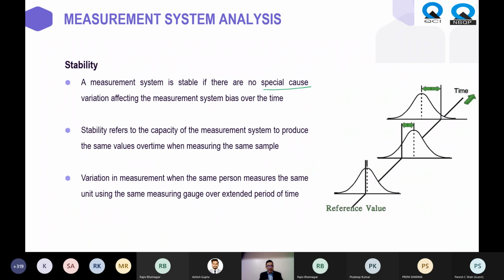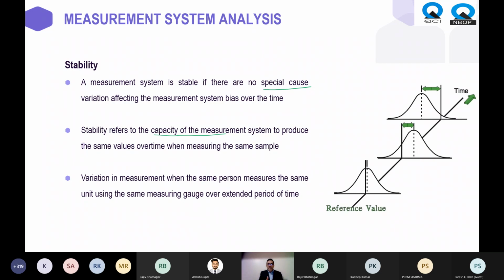The second element: stability refers to the capacity of a measurement system to produce the same value over time when measuring the same sample. As I said, I captured the data. Initially it was 10 centimeter, and next time I got 10.1, 10.2. So if my system is not capable of getting the same data, 10 centimeter in this case, again and again, then I will say my system is not stable. It means there is some gap in my MSA because of some stability issue. So I need to check.